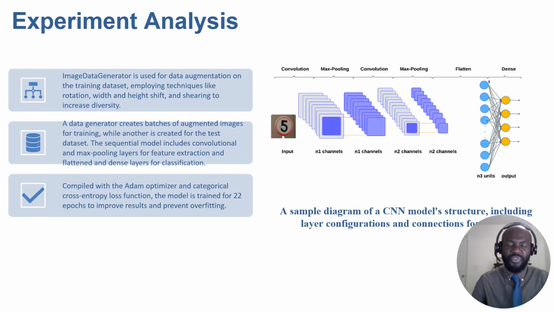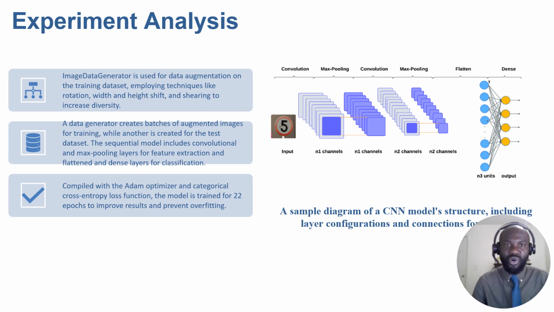And also, further to that, data augmentation was done using the ImageDataGenerator, and this enhanced training data diversity with techniques like rotation, shift, and shearing. Separate generators processed augmented batches for training and testing datasets. The sequential model featured convolutional and max pooling layers for feature extraction, like I said before, followed by flattened and dense layers for classification.